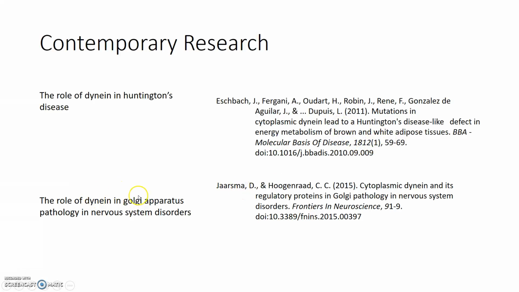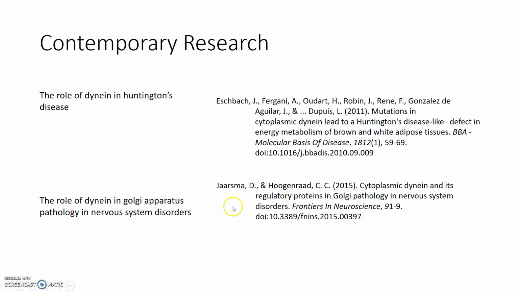The second paper I looked at the role of dynein and Golgi apparatus pathology in nervous system disorders. The authors here claim that the Golgi apparatus is particularly important in forming neural tissue, and that dynein is important in maintaining the shape and function of the Golgi apparatus.